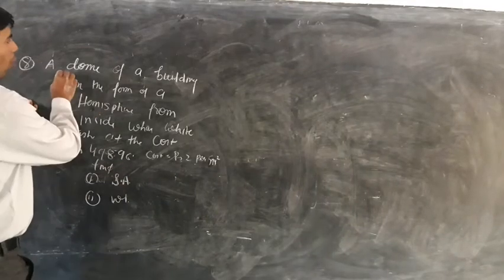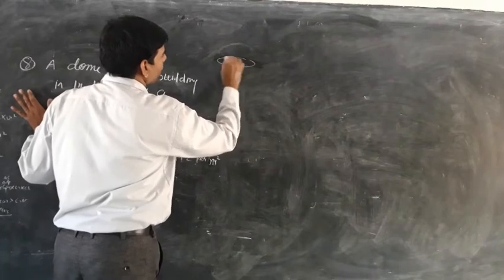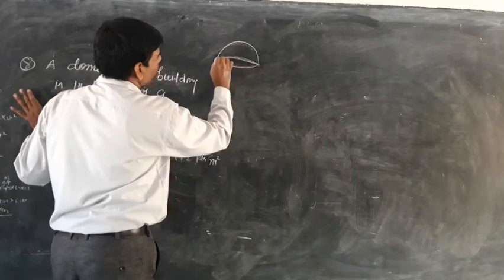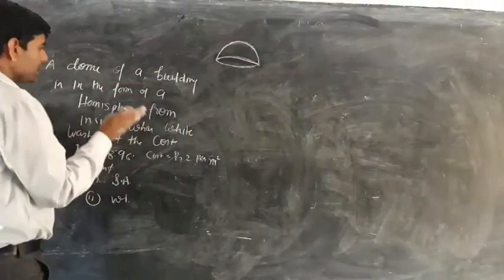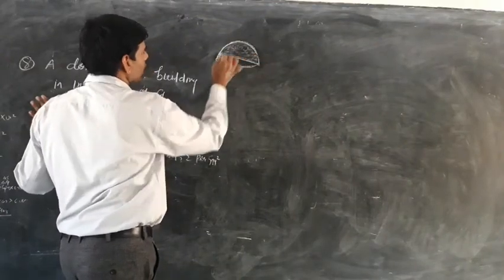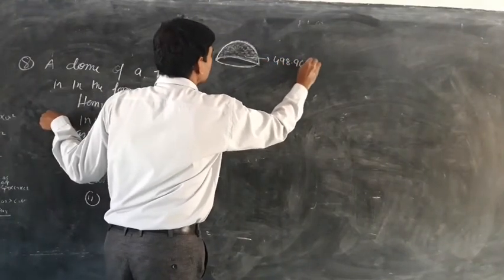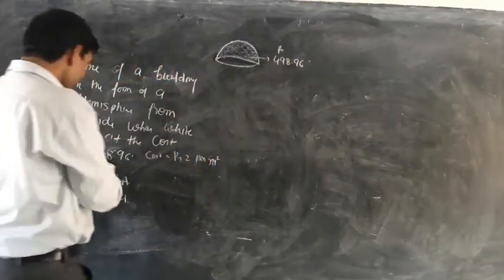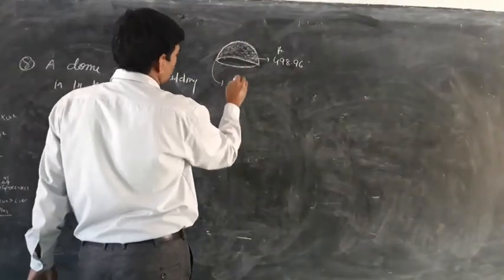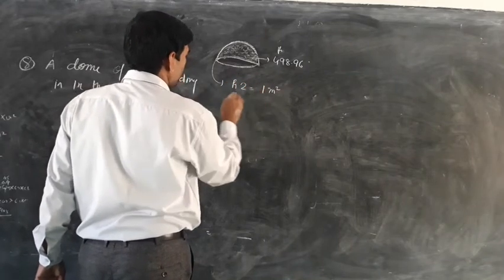Now see, the dome of a building is in the form of a hemisphere. The inside was whitewashed. The total cost of whitewash is 498.96 rupees. So the average cost is rupees 2 equal to 1 meter square.